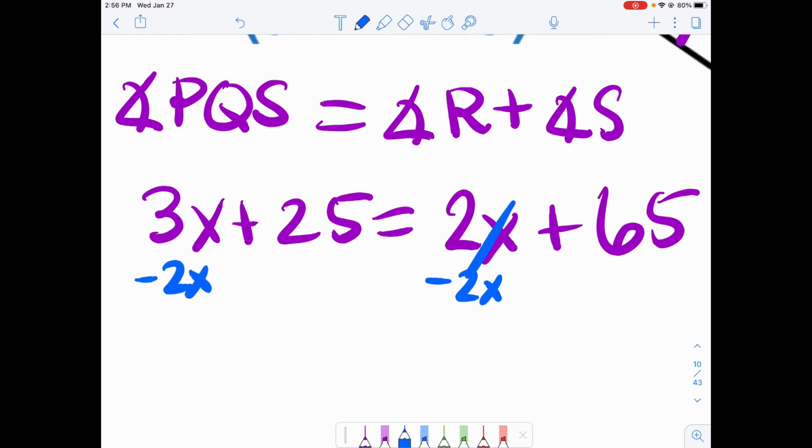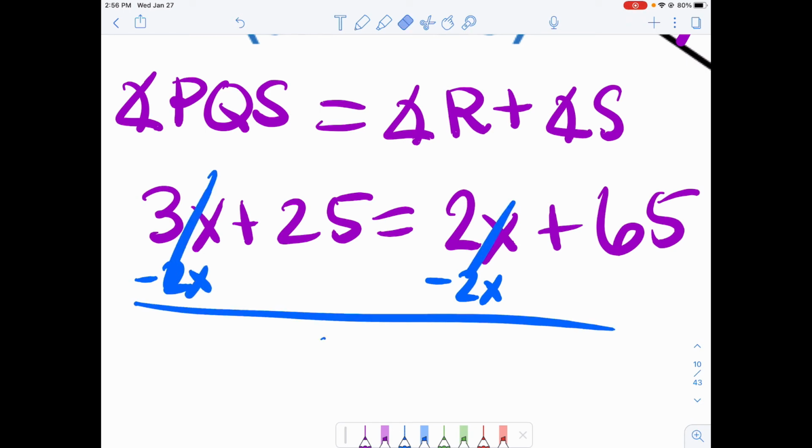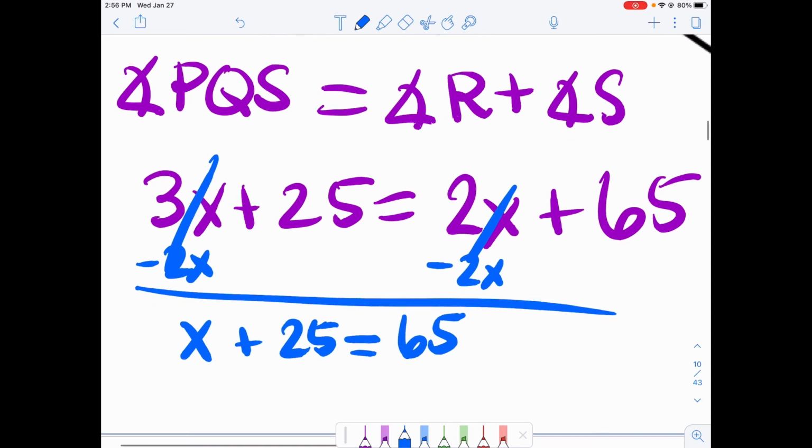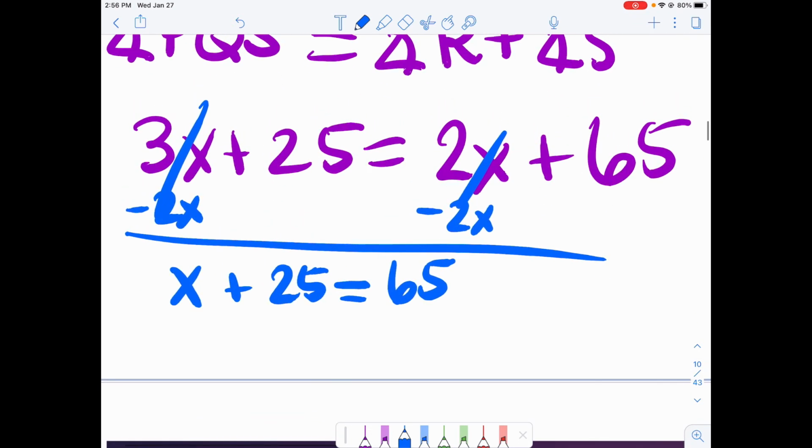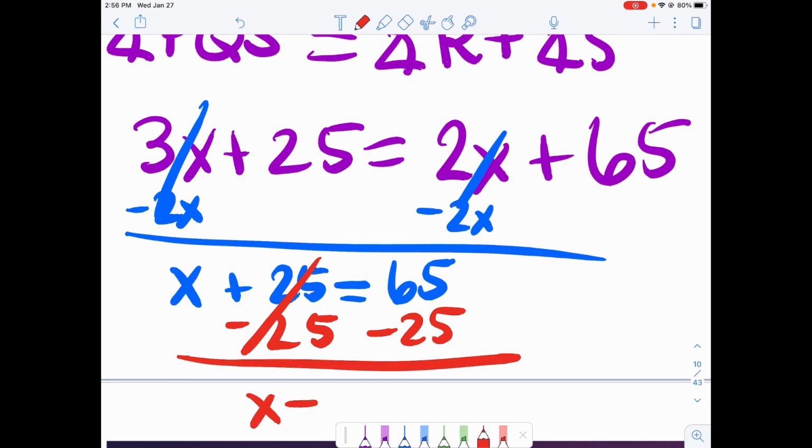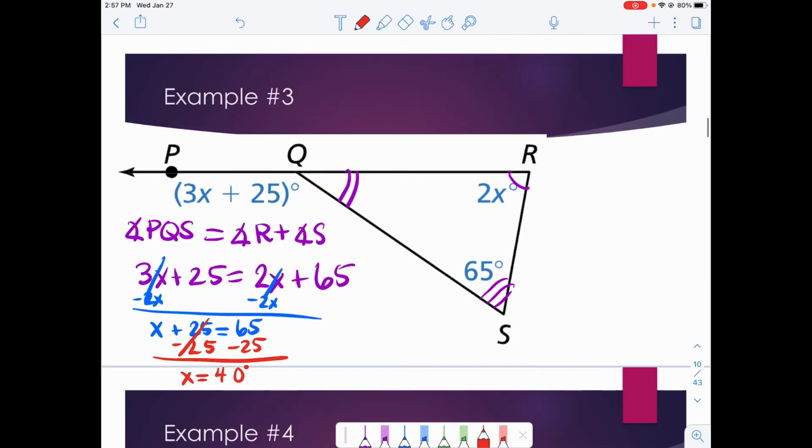Subtract my 2x's from both sides. I'm left with x because 3x minus 2x is going to be x. Plus 25 is equal to, and 2x minus 2x is just 0, so we're left with 65 on this side. And finally, to get my x by itself, I am simply going to subtract 25 from both sides. And x is equal to 40.